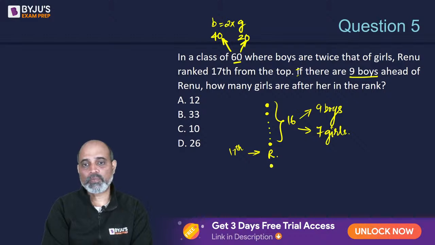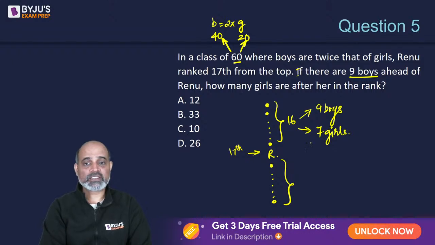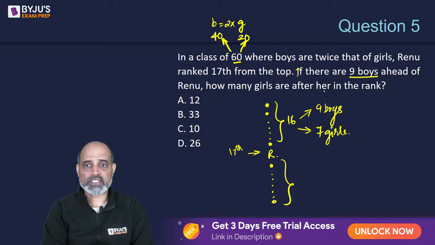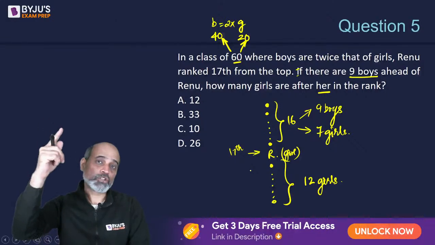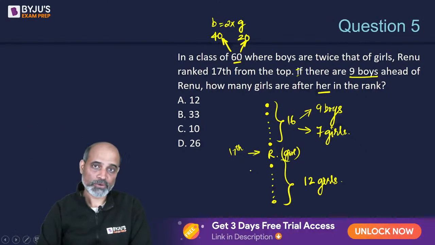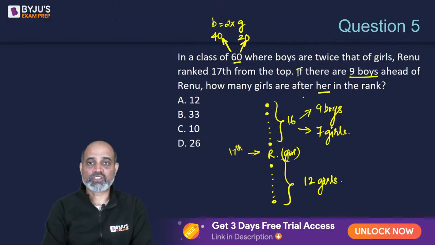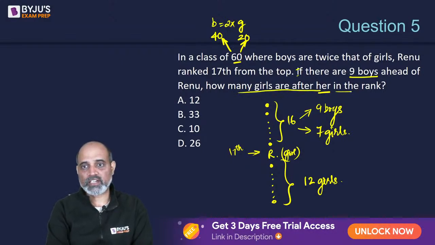That would mean that above Renu, 7 girls are there. It says her, so she's of course a girl. So this is the 8th girl. Out of 20 girls, if 8 girls are here, can we say 12 girls will be after her, right? We are talking about descending rank. The one above is a better rank and the one below Renu is going to be a lower rank. So how many girls are there after her in the rank? There are going to be 12 girls, right?